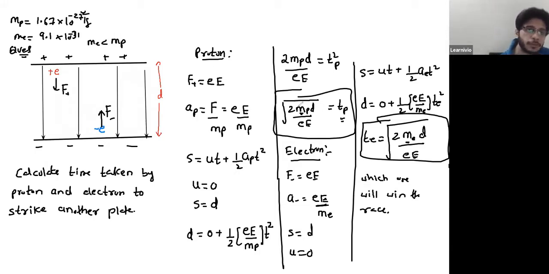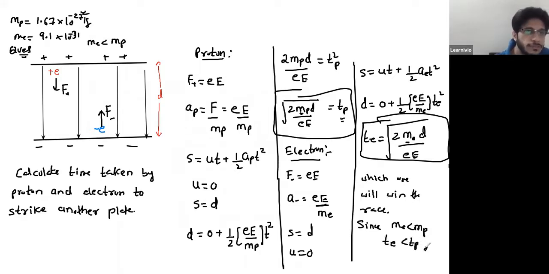The time is directly proportional to the mass, right? So the particle having smaller mass will have smaller time. They are directly proportional. Since the mass of electron is less than the mass of proton, the time taken by electron should be less than the time taken by proton.